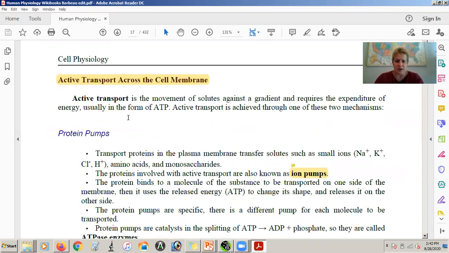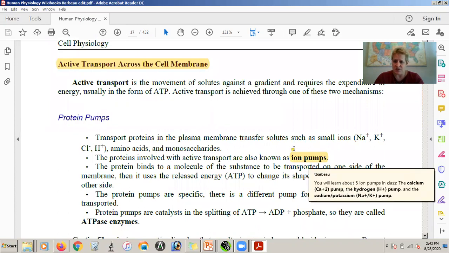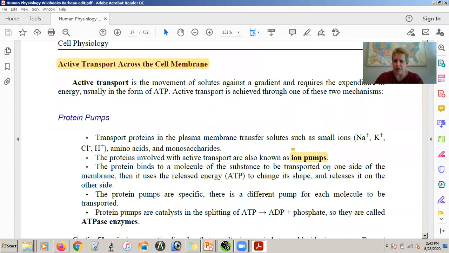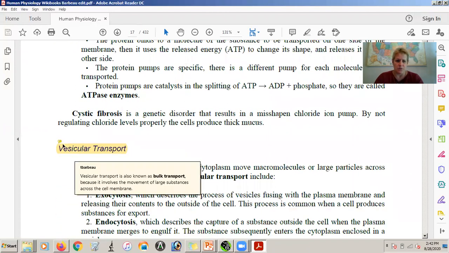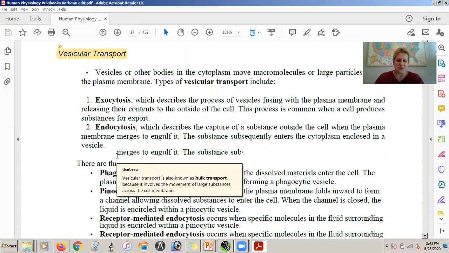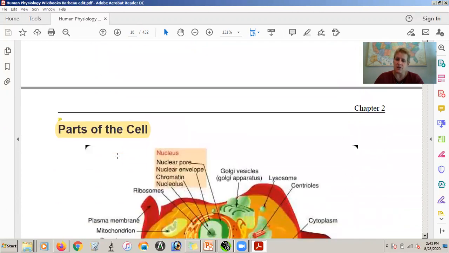Active transport. I talk about ion pumps, and I have my little dialog box down here. And if you go down further, I say, oh, look, skip this part. It's bulk transport. Well, actually, don't skip this part. You do want to know this. We'll cover this, okay?